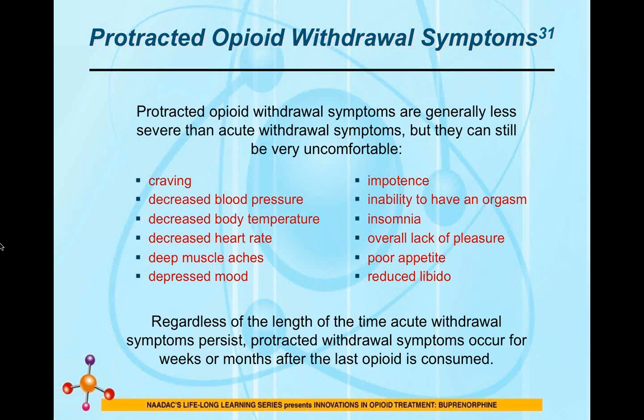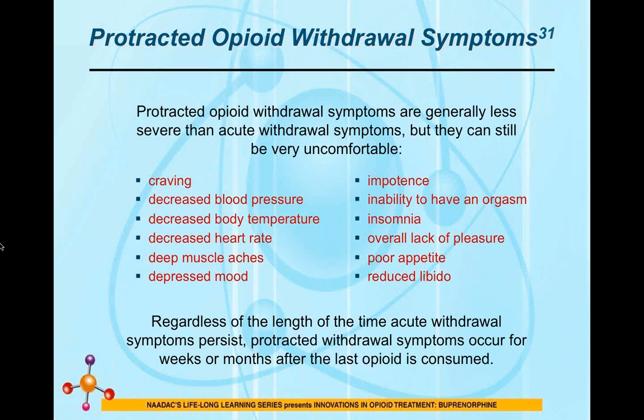So that was acute opioid withdrawal symptoms. This is the protracted opioid withdrawal symptom phase. We know that this is generally less severe than the acute withdrawal symptom phase, but it still can be super uncomfortable. And we know that regardless of the length of time that the acute withdrawal symptoms persist, the protracted withdrawal symptoms are going to occur for about a couple of weeks to months after the last opioid is consumed.